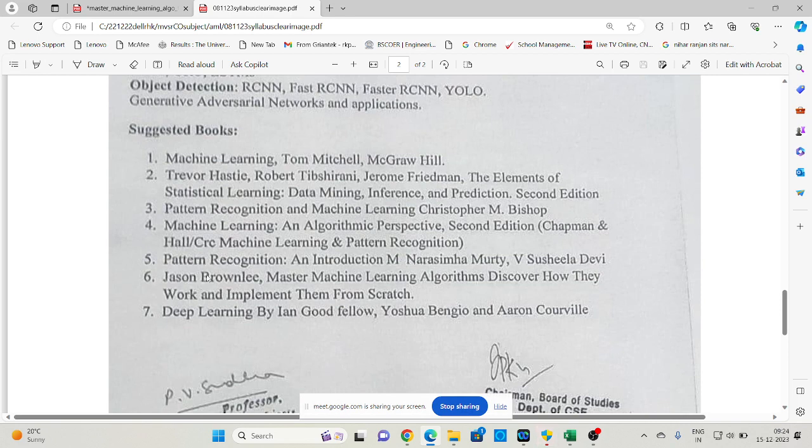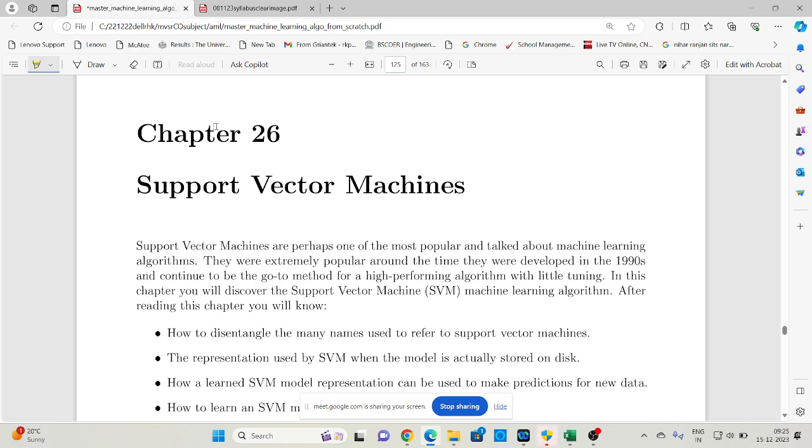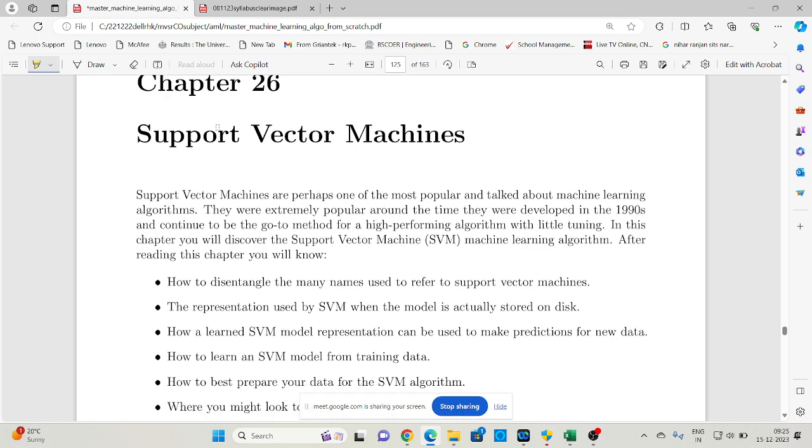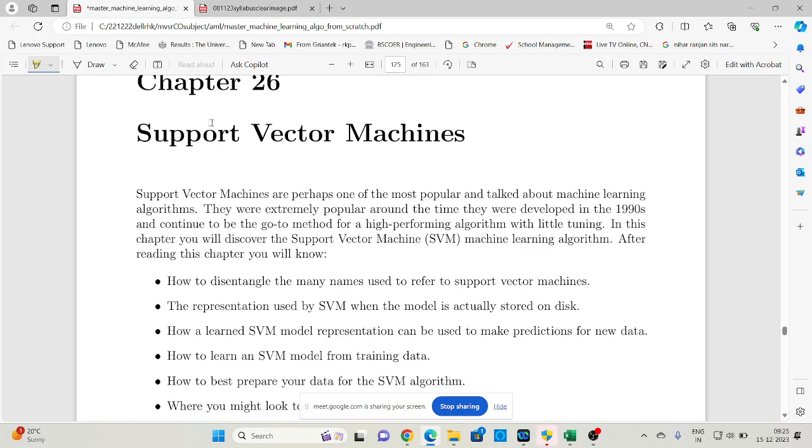Which one is that? Jason Brownlee's book, Master Machine Learning Algorithms: Discover how they work and implement them from scratch. So this is the textbook I was referring to by Jason Brownlee. And today's topic under discussion is support vector machines.